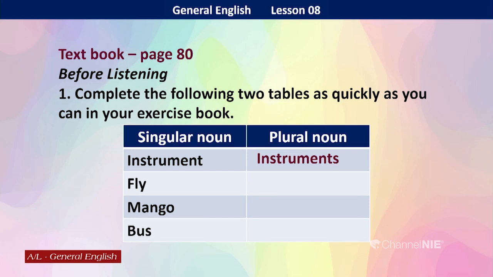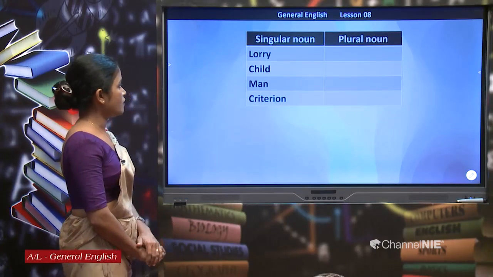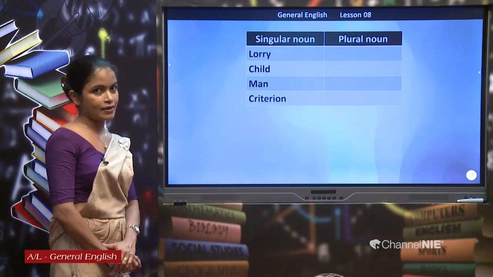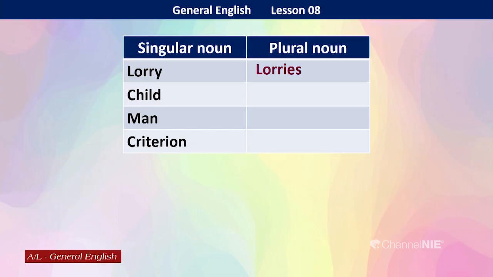Fly. What is the last letter? Last letter is Y. So you have to omit Y and add IES, flies, to make the plural. Fly, flies. You have learnt about forming this type of plural nouns in your early grades, right? Mango, mangoes. Just by adding ES, you can form the plural. Bus, buses. Right, let's see the rest. Lorry, what is the last letter? Y. So how to form the plural? You have to omit Y and add IES, lorries.